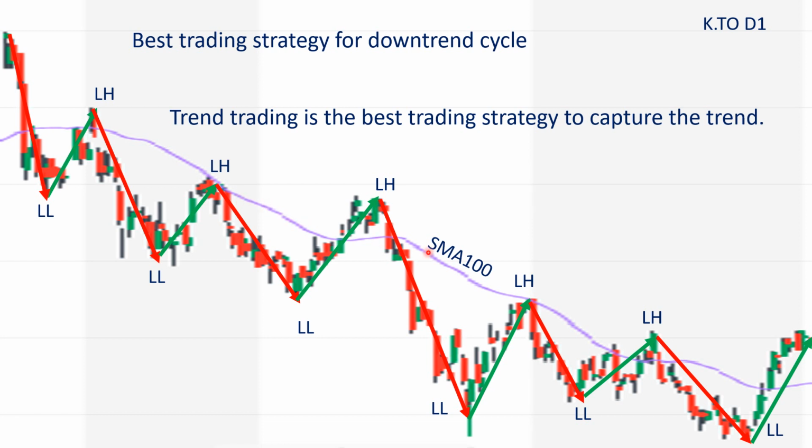And for the dynamic resistance that I drew with SMA 100, you can use SMA 50, SMA 200, or SMA 20. You have to practice in order to see how many points each SMA is going to catch. The more, the better. So that's how you can trade pullbacks in a downtrend cycle.